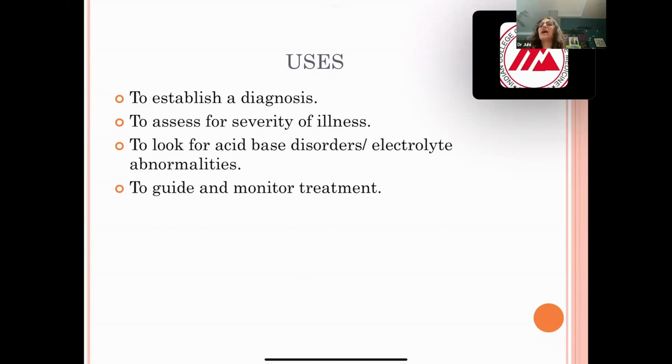Okay, so to establish a diagnosis, to assess the severity of illness. Okay, how bad is the disease? To look for acid-base disorders, electrolyte abnormalities, and to guide and monitor treatment.